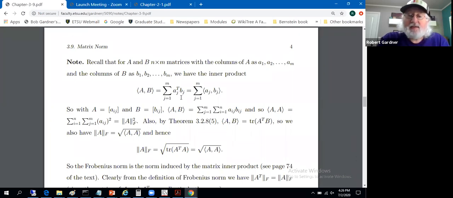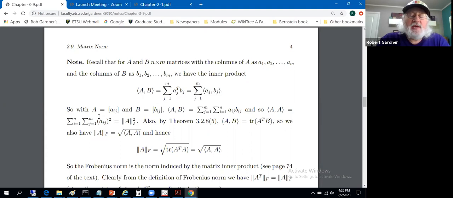And since the subscripted lowercase a's and b's represent columns of these matrices, then A sub j transpose, that's the transpose of the jth column of matrix A, as a matrix product times the jth column of B. So it's really just an inner product. So we had defined these inner products of two matrices as the sums of the inner products of their corresponding columns.